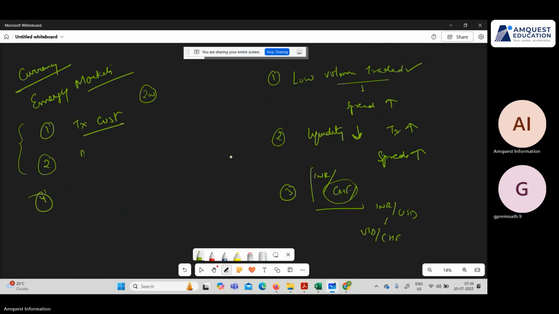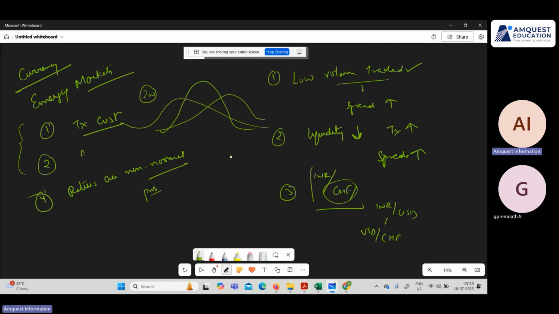Another problem is that the returns are non-normal. Now, what does that mean? Obviously, the tail risk is too high. This is a normal distribution. Right? And then you will have a non-normal distribution, either this or that. So the probability on the positive side is low, right?